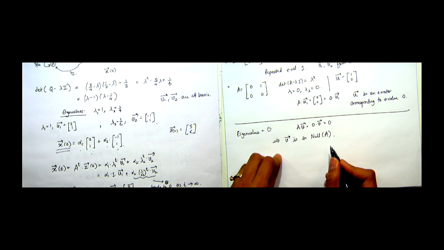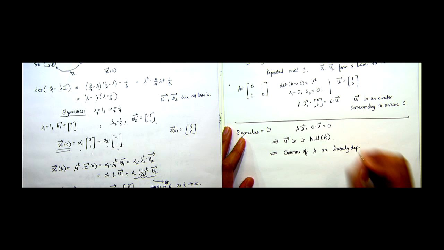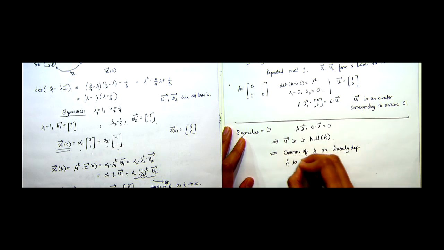What do we know about a non-zero V being in the null space of A? What does that mean about A? It means that the columns of A are linearly dependent and that A is not invertible, right? So this means that columns of A are linearly dependent and A is not invertible.